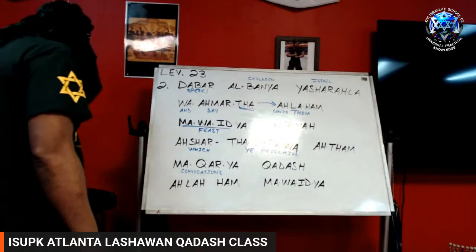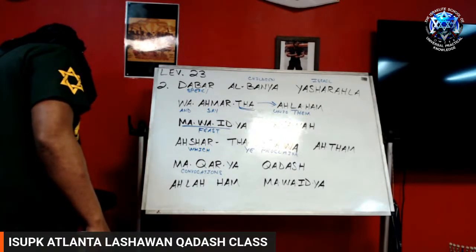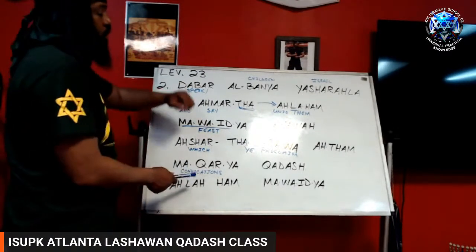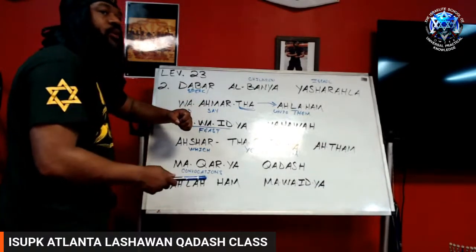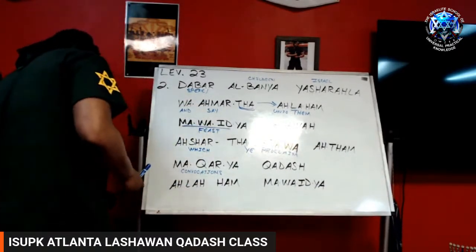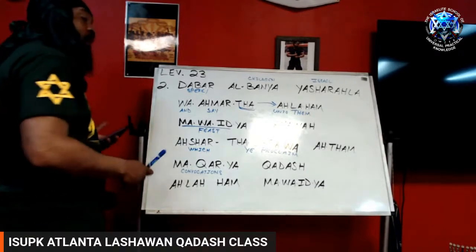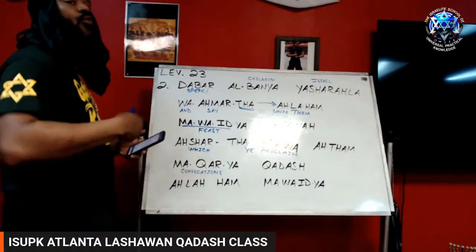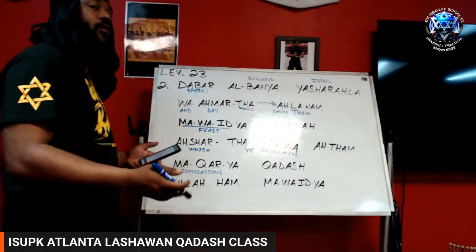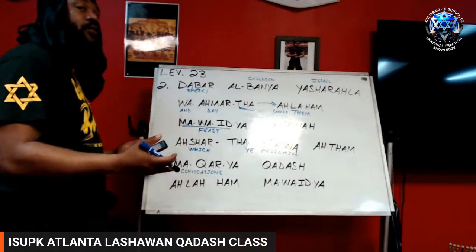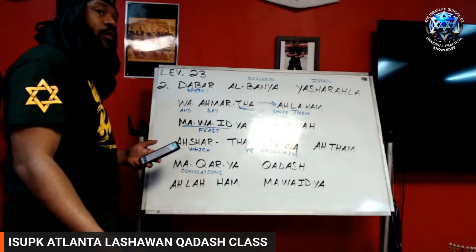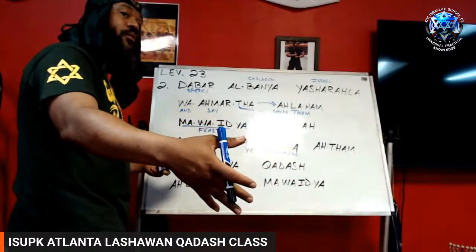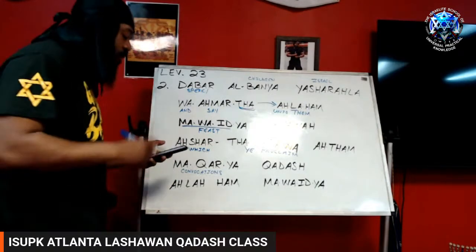Now, what could Qadash be? Also remember, when it comes to Hebrew, most times you will see, when we say it in English, you have holy convocations, right? What kind of convocations? A holy convocation. So in English, most times the adjective comes before the noun. Like you are a black man. What kind of man are you? Black man. Like to describe it.